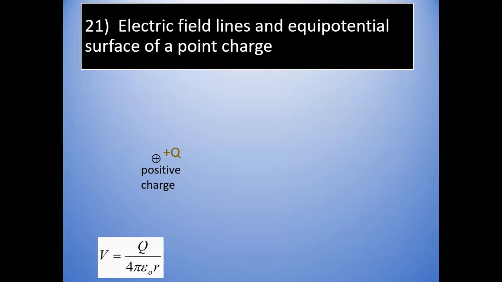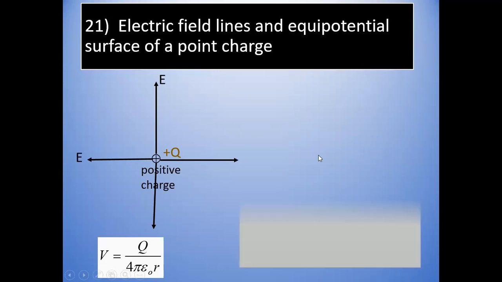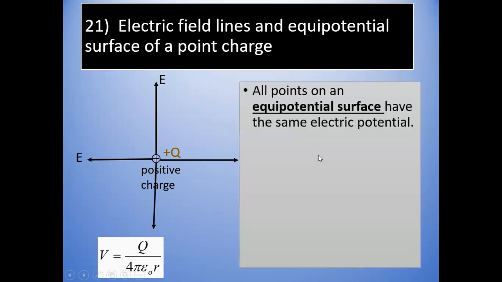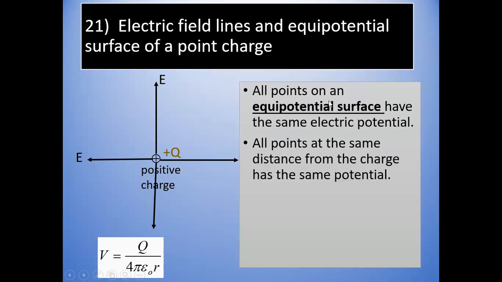Electric field line and equal potential surface of a point charge. That is a positive point charge plus Q. They are just using this formula, that's all. So the electric field is outside, all following the radius. That's the electric field, E vector. All points on the equal potential surface, that's what equal potential means, have the same potential. All points at the same distance from the charge have the same potential.